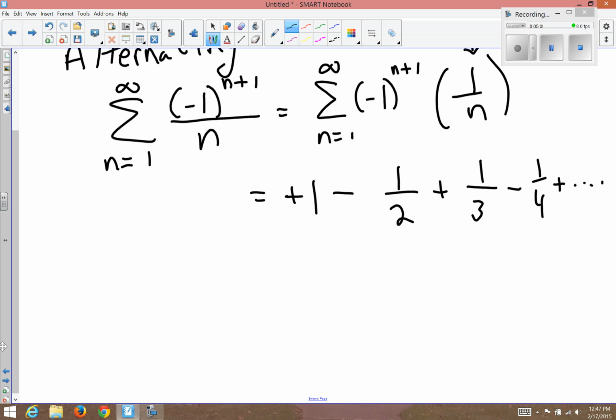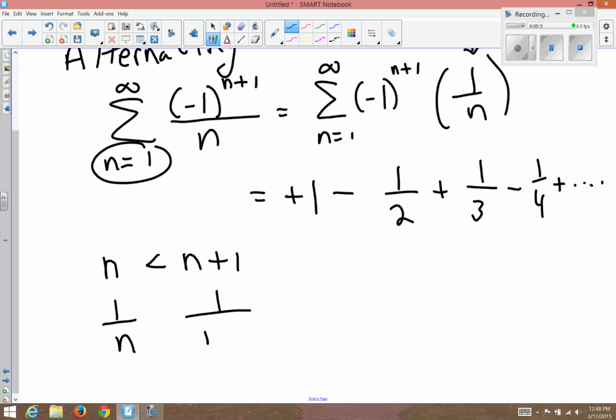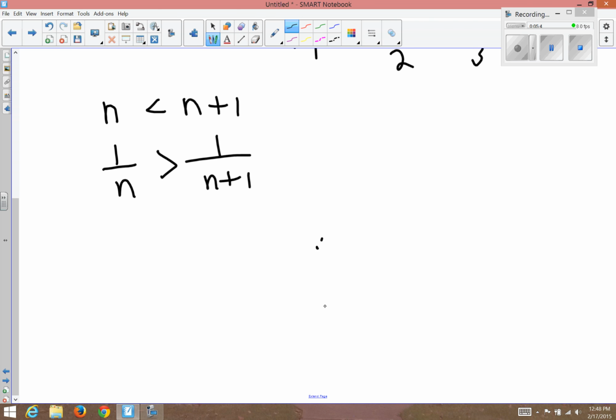So note the obvious that any of these counting numbers, 1, 2, 3, etc., will be less than that number plus 1. 1 is less than 1 plus 1, 2 is less than 2 plus 1, etc. That's obvious. When we take the reciprocal of both sides, less changes to greater. In this particular example, that right there just happens to be a sub n.